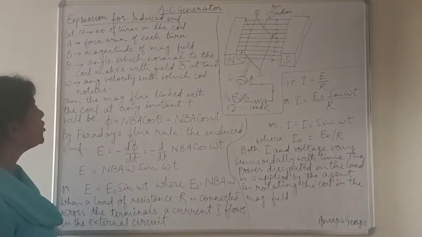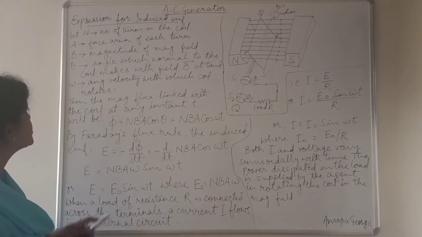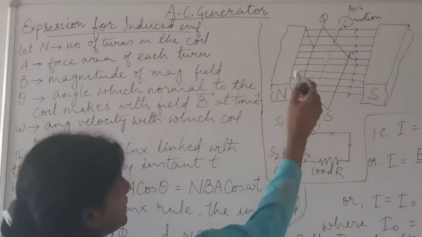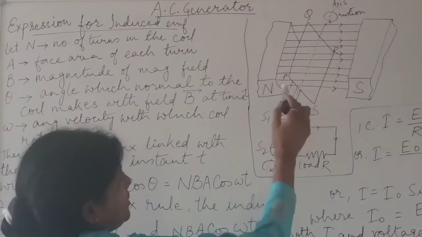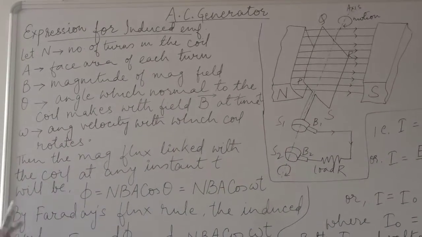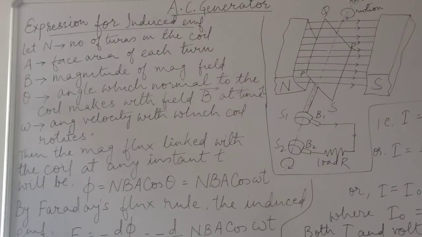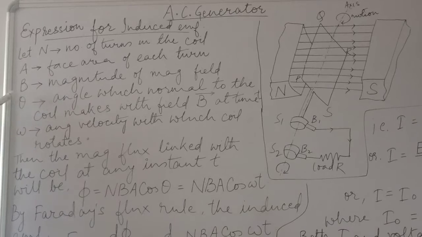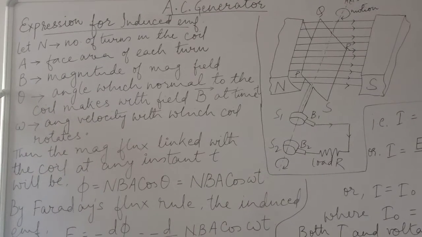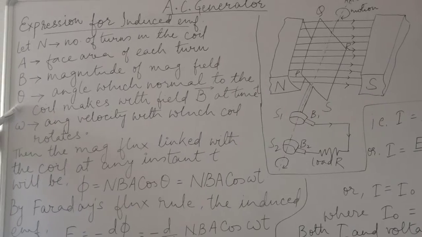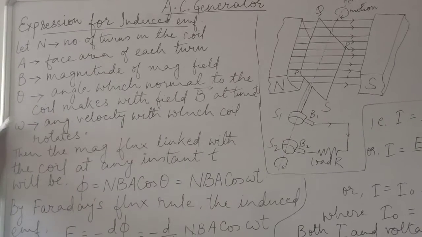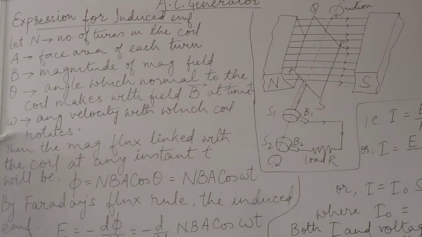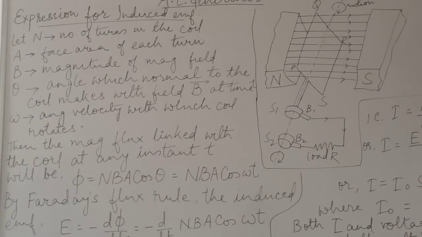Now, expression for induced EMF. Here we have one rectangular coil PQRS. Let N be the number of turns in the coil, A the face area of each turn, B the magnitude of the magnetic field, theta the angle which the normal to the coil makes with field B at time t, and omega the angular velocity with which the coil rotates.